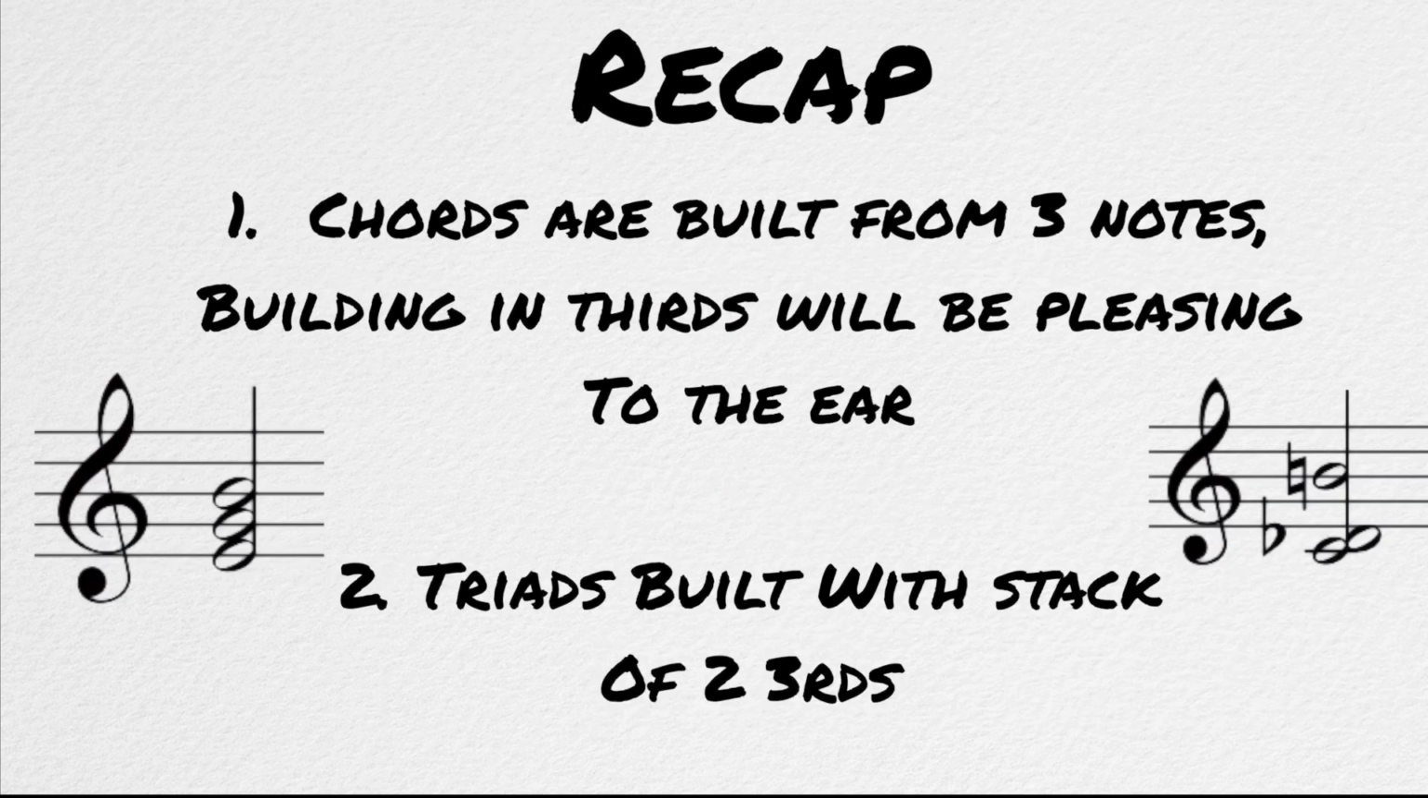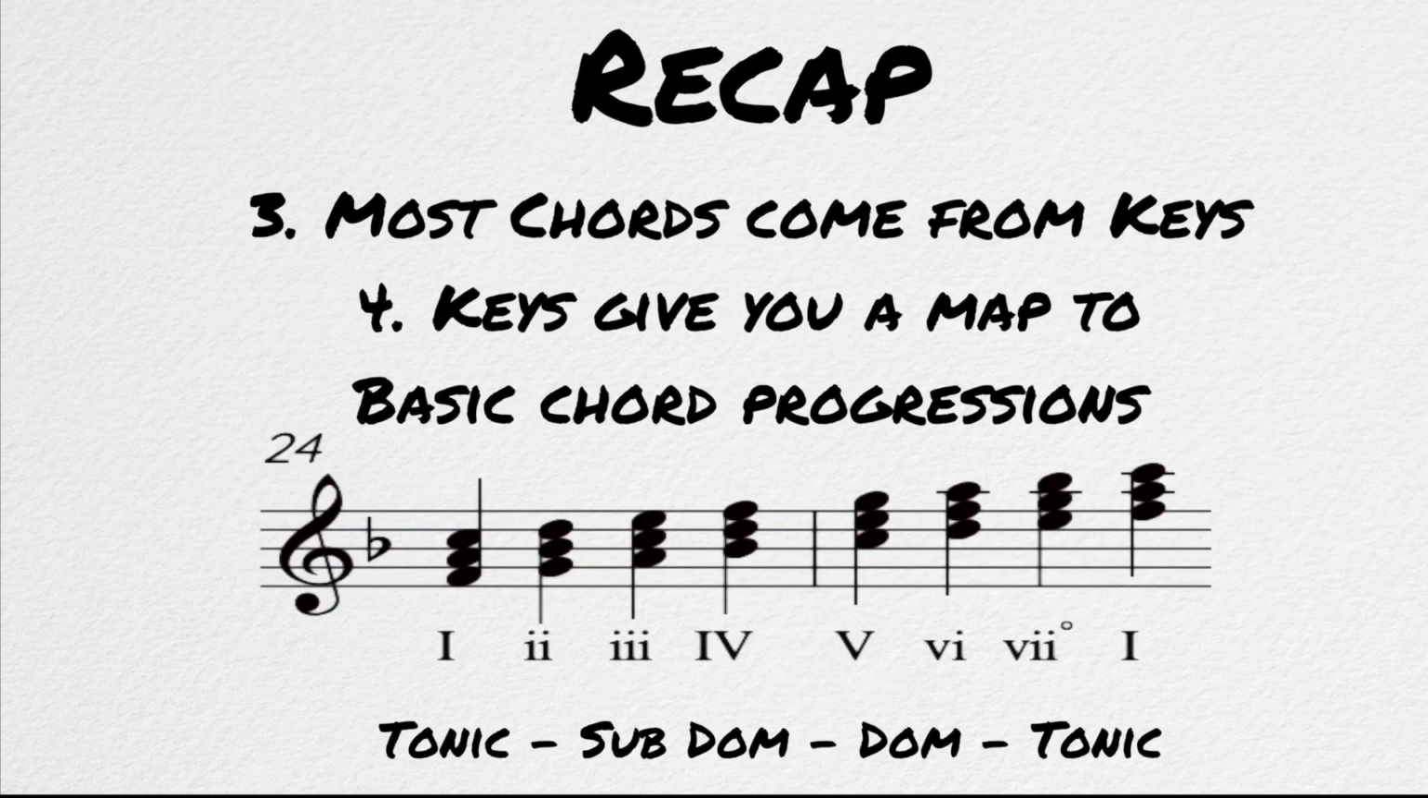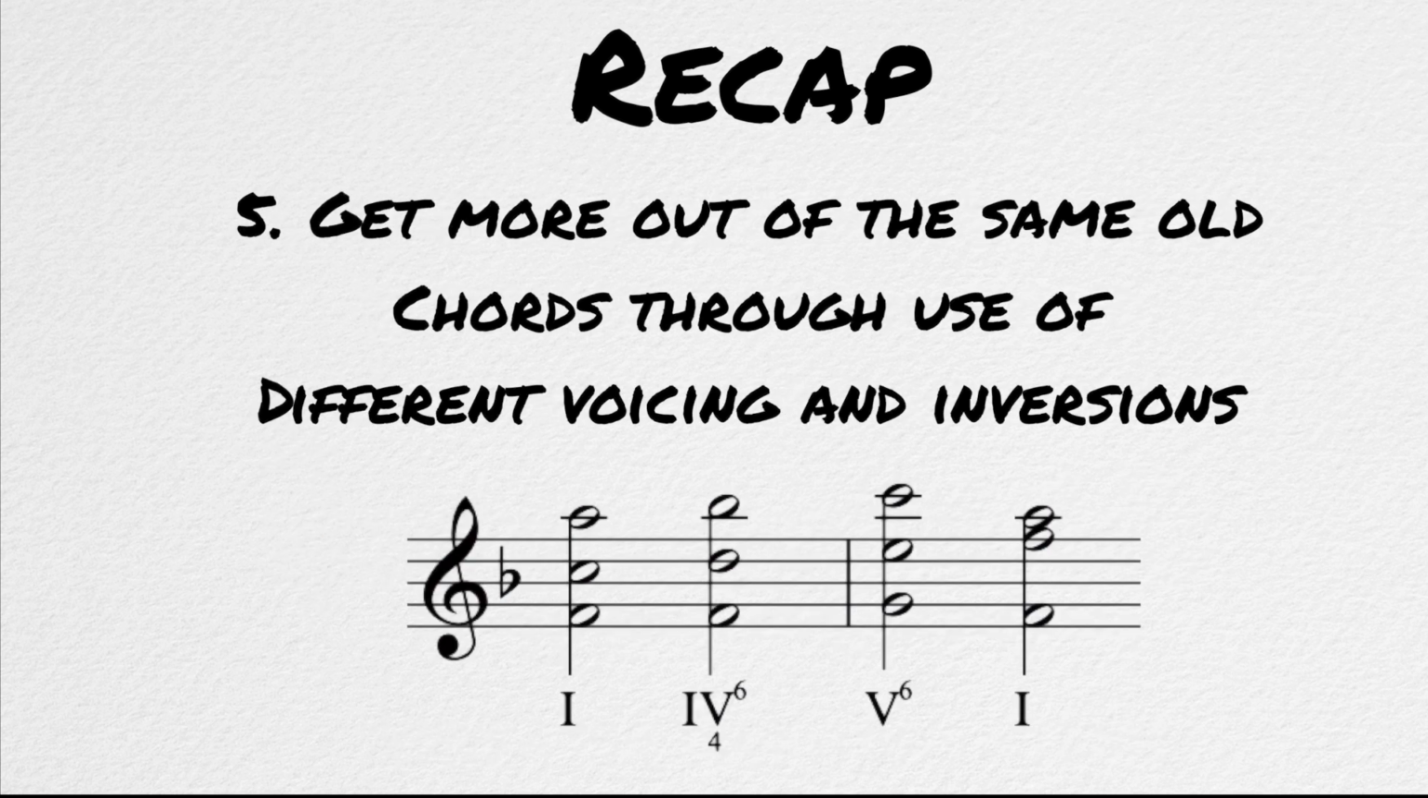Quick recap. Chords can be built from any 3 notes, but in most cases, stacking in thirds will be the most pleasing to the ear. Triads, or 3-note chords, are built with a stack of 2 thirds, different combinations of major and minor. Most chords belong to a key, and this key helps us decide how to move from one chord to another and what chords sound good together. We can get different sounds out of the same chords through use of inversions and voicing.